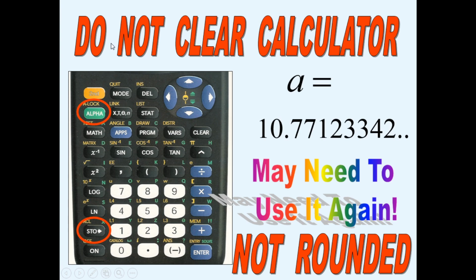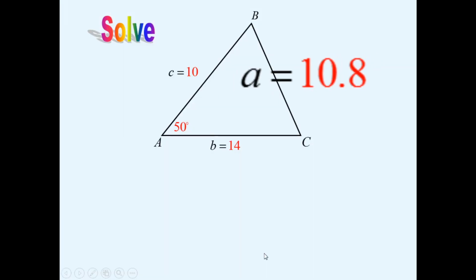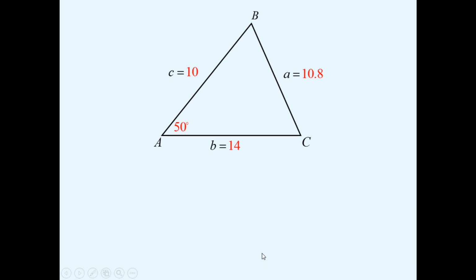Okay, you can always use the graphing calculator, press alpha and then store that to a letter, because you want to use the number over and over again to find out the rest of the unknowns. So round it to the nearest tenth. So we do have a equals 10.8.